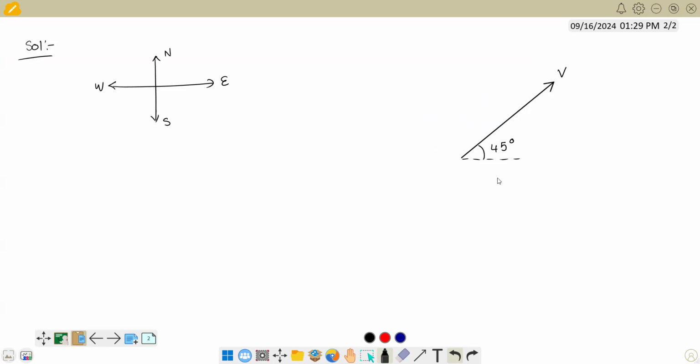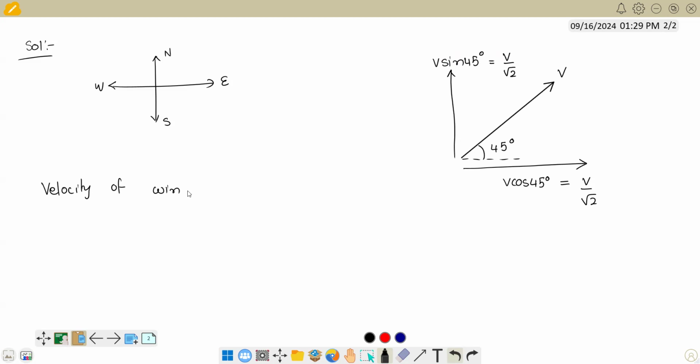Let us resolve this v into two components. We'll get v cos 45 degrees in the east direction, and in the north direction we get v sin 45 degrees. V cos 45 degrees is v by root 2. V sin 45 degrees is also v by root 2. So we can redraw the velocity of wind as one velocity v by root 2 in east direction, another velocity v by root 2 in north direction. So this is the velocity of wind.